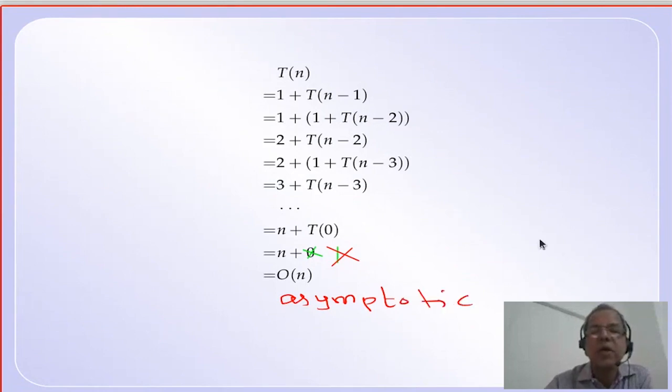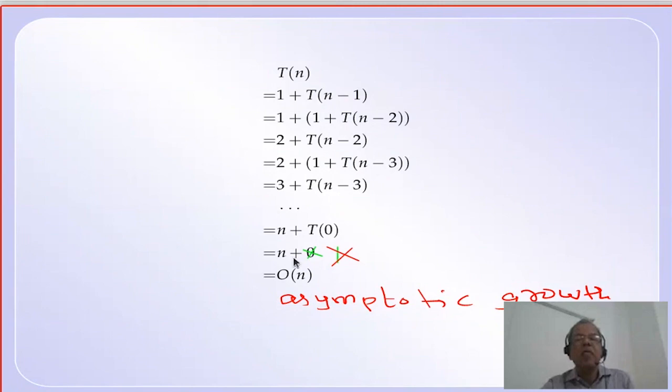Asymptotic growth. When n is equal to 10, 10 plus 1, 1 matters. When n is equal to 100, in 100 plus 1, 1 does not matter so much. When n becomes 1000, 1 is almost negligible. When n becomes million, billion, 1 does not matter at all. And that is what we mean by asymptotic growth. When n grows to a very large value, some of the other terms can be ignored, can be discarded comfortably.